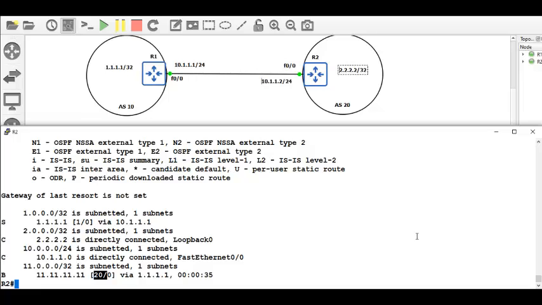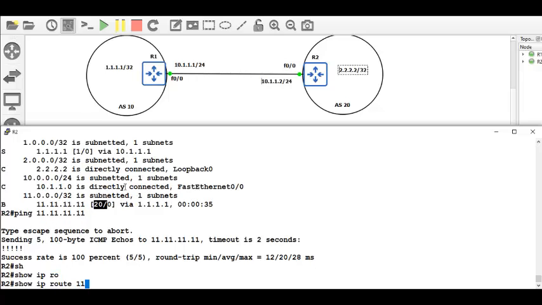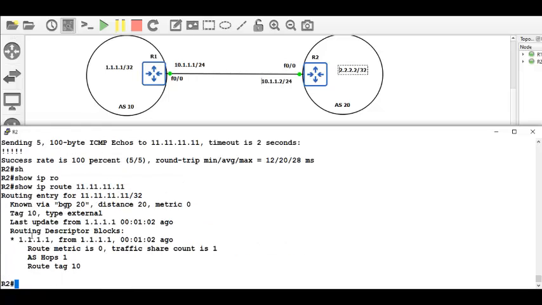So you can ping now from here 11.11.11.11. Show IP route 11.11.11.11. Same routing table I'm showing like this. It says that this route is learned via BGP 20, that is the local autonomous system. Administrative distance is 20 because it's eBGP, and the update was coming from the eBGP neighbor whose address is 1.1.1.1. That's how you form the neighbor, no? From 1.1.1.1.